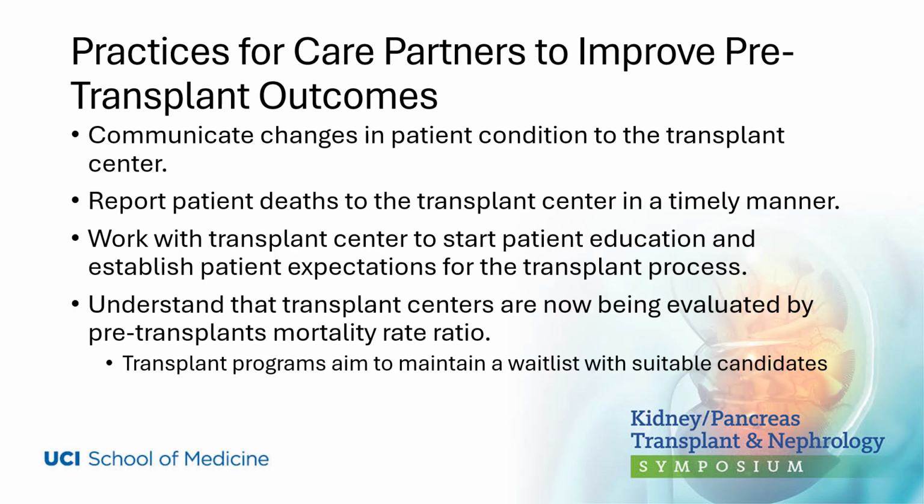There are also multiple ways in which the care partners can help to improve pre-transplant outcomes. First, it's important for care partners to communicate changes in patient condition to the transplant center. This includes changes in their medical status, such as cardiac or respiratory issues, new diagnoses of cancer, or any other major medical condition. This may also pertain to the patient's psychosocial status, so changes in the patient's caregivers or ability to be successful with a transplant or follow-up. This also refers to changes in the patient's financial status.